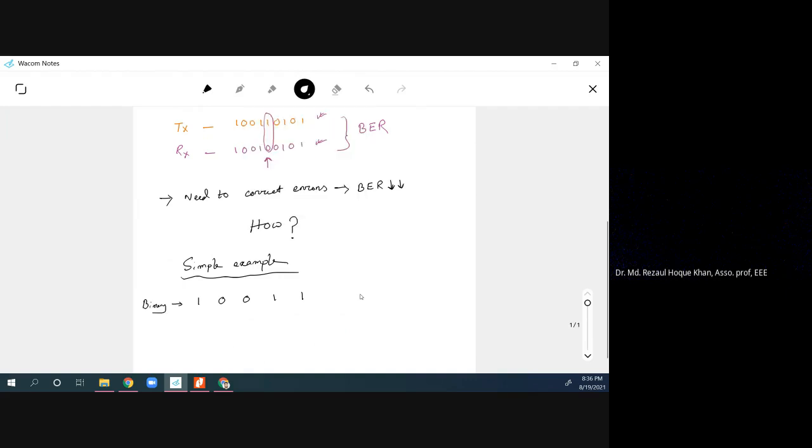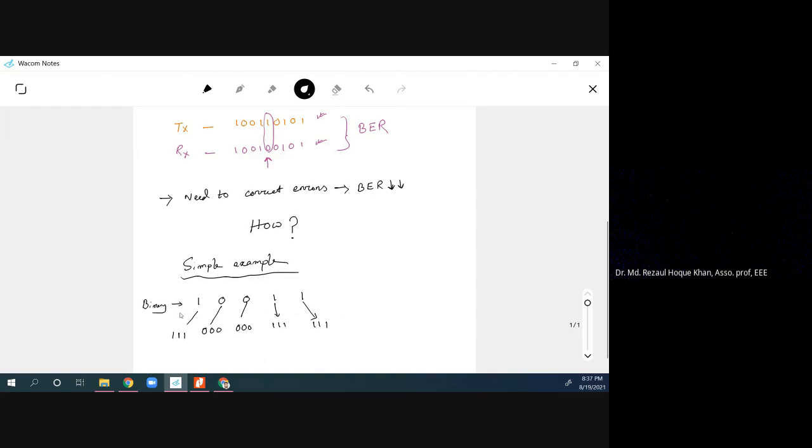Now we thought, okay, why not repeat the signal 3 times? Instead of transmitting 1, we will transmit 1 1 1. Instead of transmitting 0, we will transmit 0 0 0. Same thing, 0 0 0. 1 will be transmitted as 1 1 1. That means we will transmit the signal by repeating the same signal 3 times.